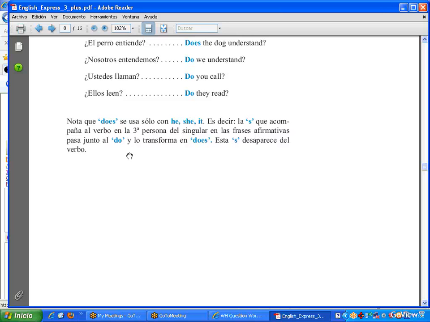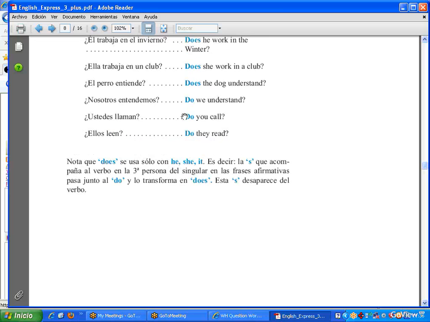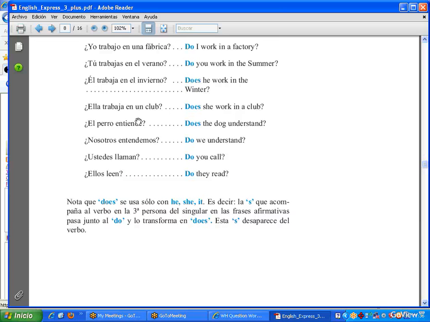Look. Él trabaja en un club. Now, in the affirmative, we say, she works in a club. He works in the winter. And the S is on the end of the verb in the third person singular. He works in the summer. She works in a club. The dog understands. But when we make a question and we use the auxiliary verb to do, we take the S from here and we put it on the auxiliary verb.